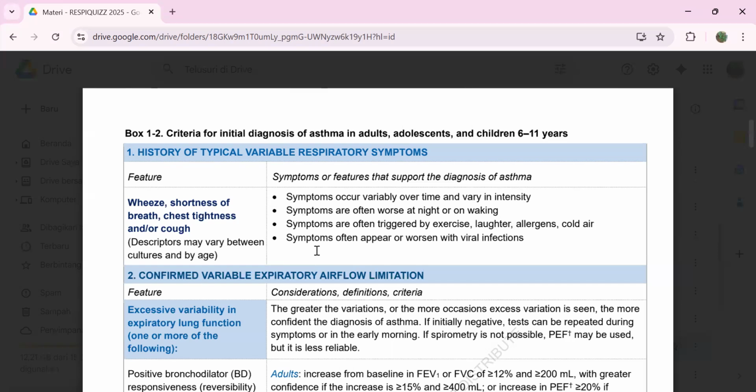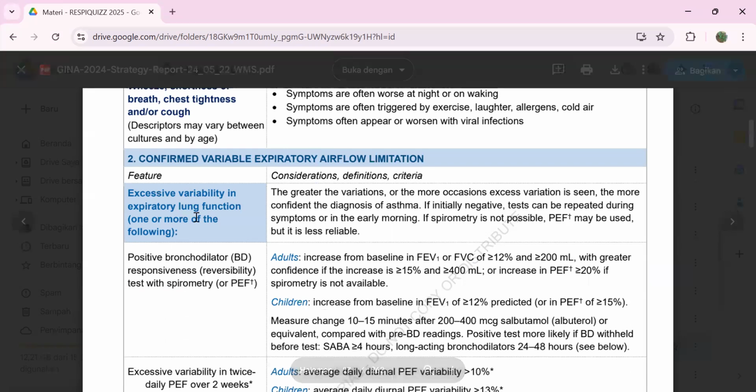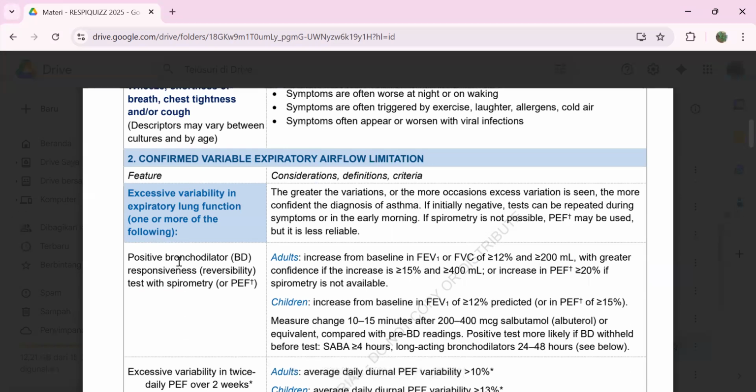Confirmed variable expiratory airflow limitation. Feature: excessive variability in expiratory lung function, one or more of the following. Positive bronchodilator responsiveness or reversibility, tested with spirometry or PEF.